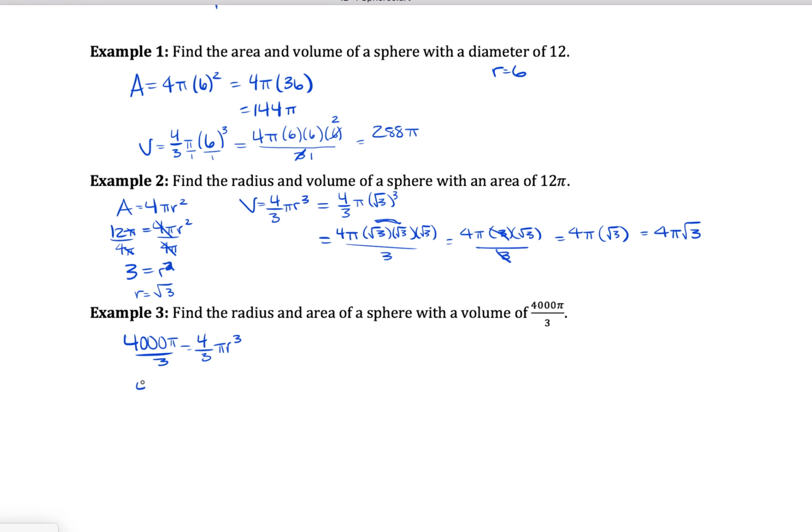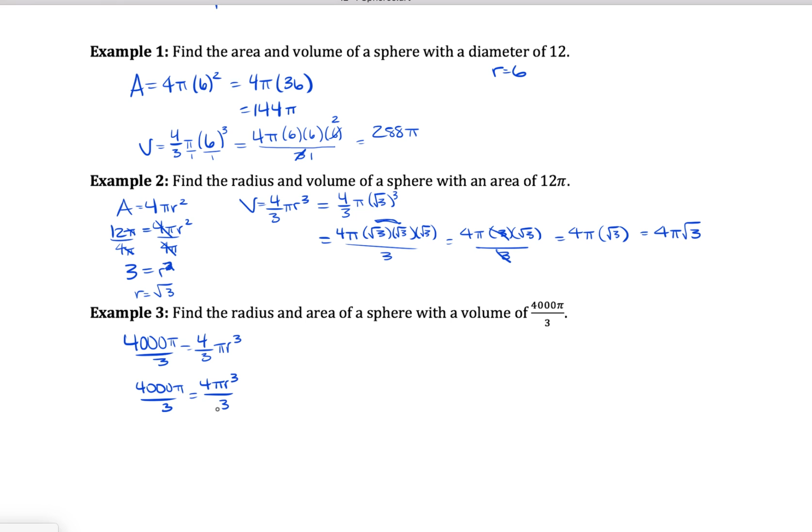Now I'm going to write this a little bit differently. I'll have 4,000 pi over 3, and then I'm going to put 4 pi r cubed all over 3 for this side. Hopefully you realize that this is basically the same thing. I just wrote it a little bit differently. Now you'll notice that both of these things are over 3.